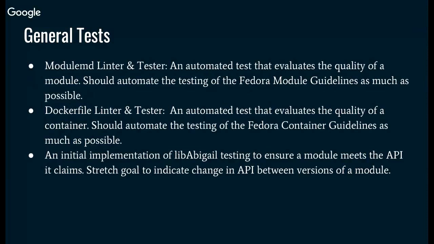Then there's also this libabigail thing. One of the things that's really important with modules is we need to be able to track changes to the API, right? So that we can provably say that if you upgraded from this 2.2.3 version of the thing to 2.2.4, none of your stuff will break. And libabigail can help us do that. So we'd like to implement that.